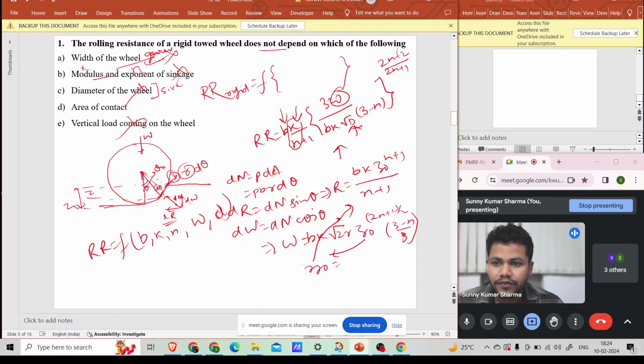So what we are left with is the area of contact. For a rigid wheel, the rolling resistance does not depend on the area of contact. Area of contact is the right answer. Gaurav, did you get it? Sivanam?